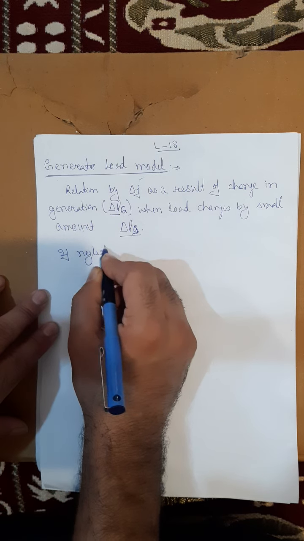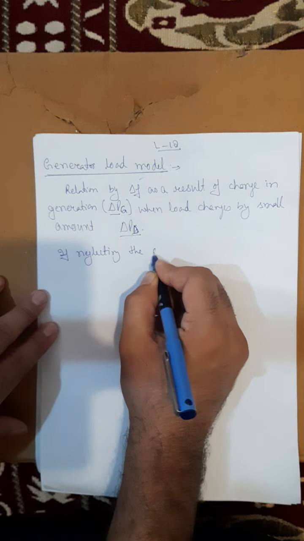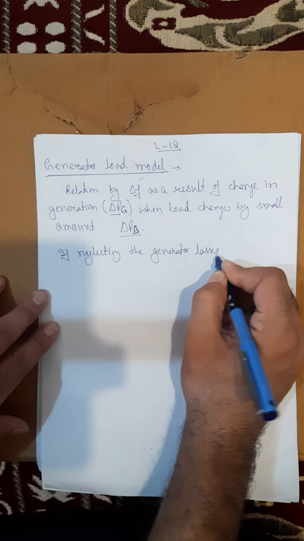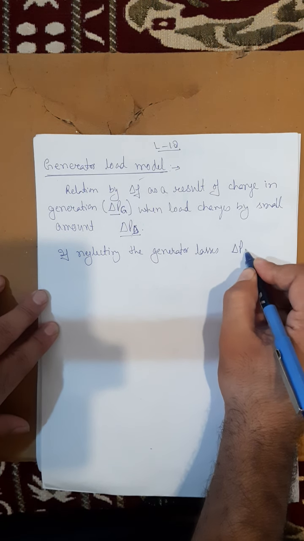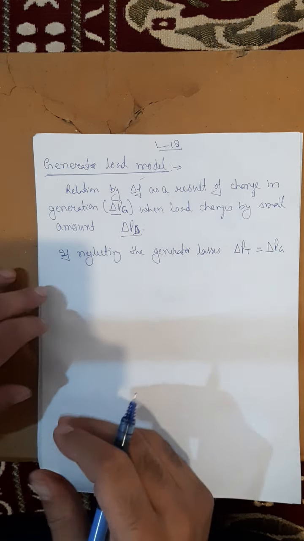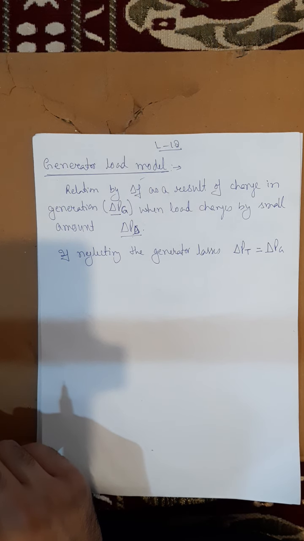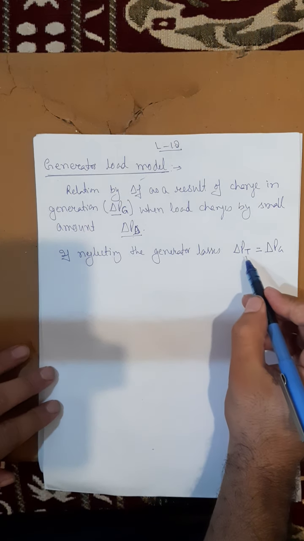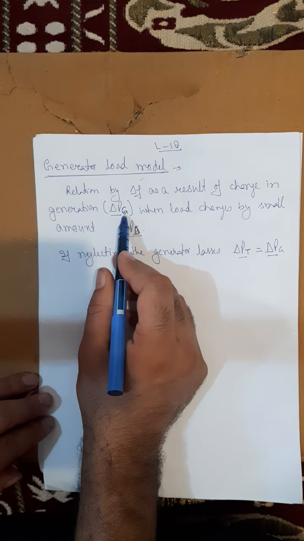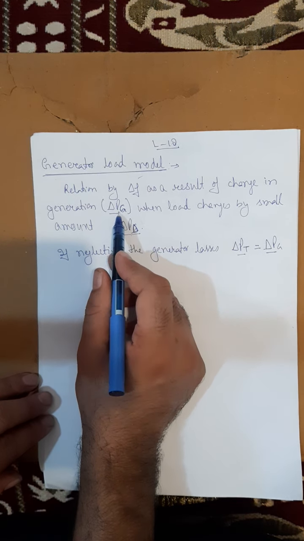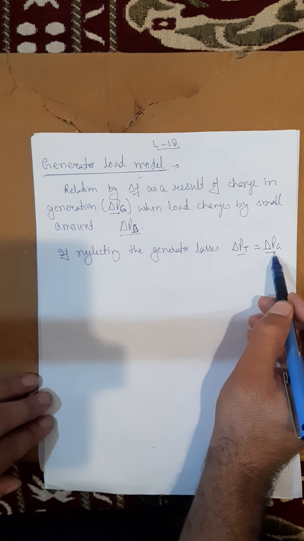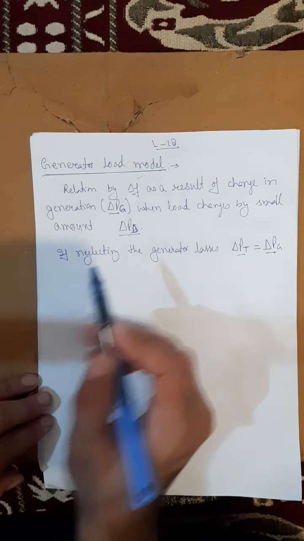So if I neglect the generator losses, whatever the change in turbine power output was, it is equal to the change in generator output. Okay, so this is equal to this. But I'm not saying change in demand is equal to change in generation. I'm saying change in turbine power is equal to the change in generator output, but change in generator output is not equal to change in demand.